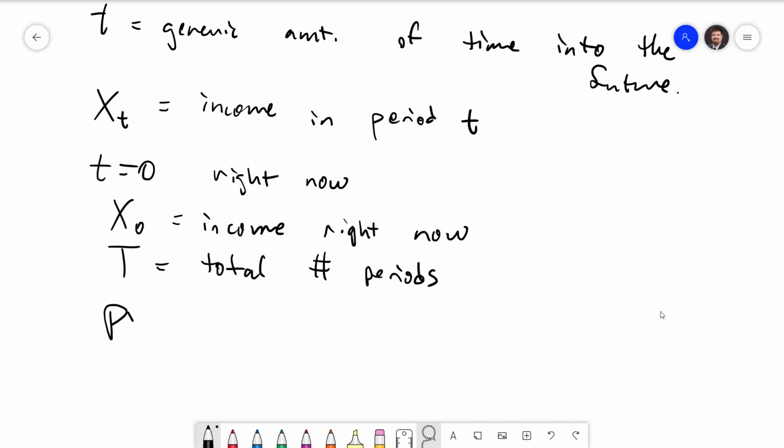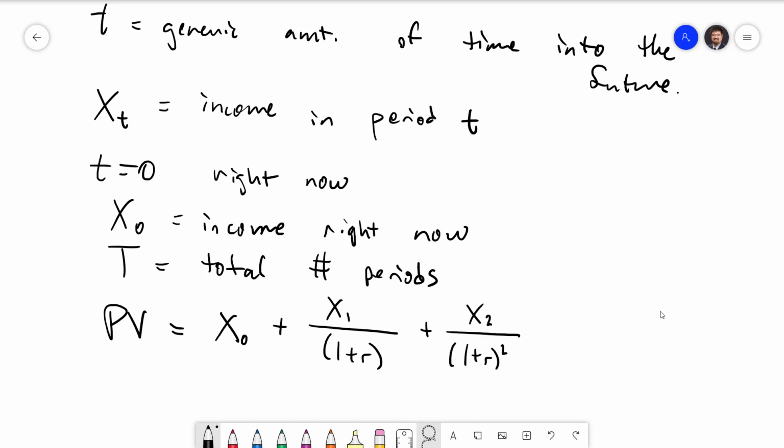The present value of that income stream will be our income received right now, and we don't have to discount that at all, plus the income we'll receive one period from now. That's going to be discounted once. Then our income 2 periods from now is going to be discounted twice, and so on, all the way out until we get our income in our final period, x subscript T, and that's going to be divided by 1 plus r to the T.